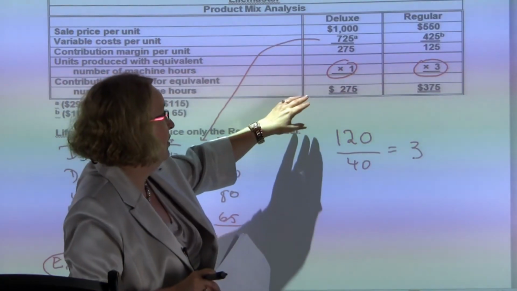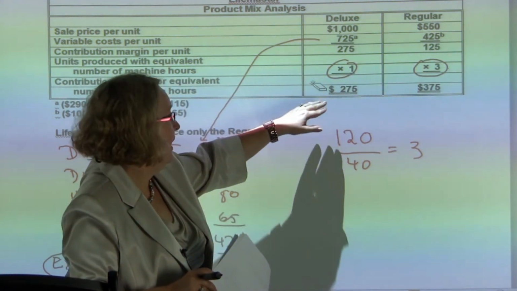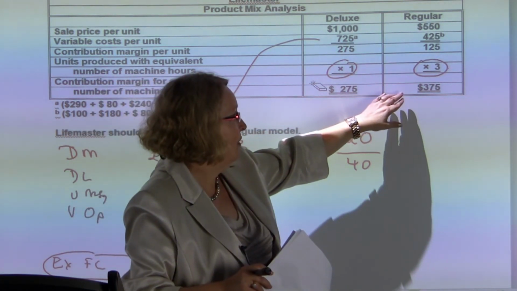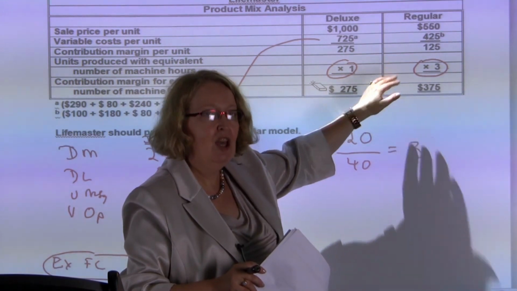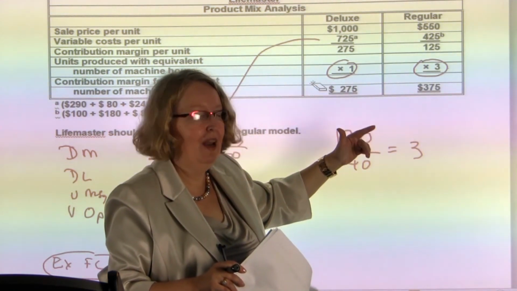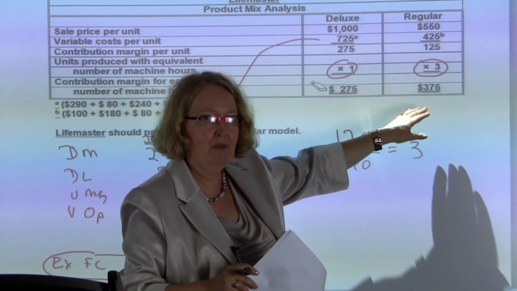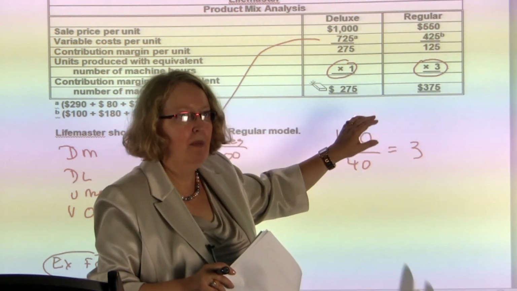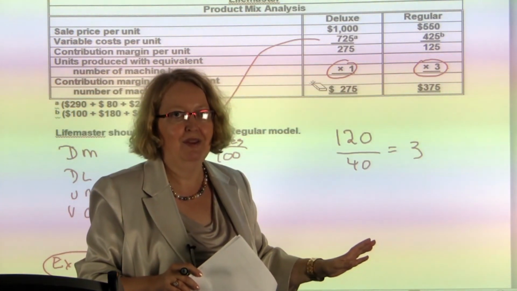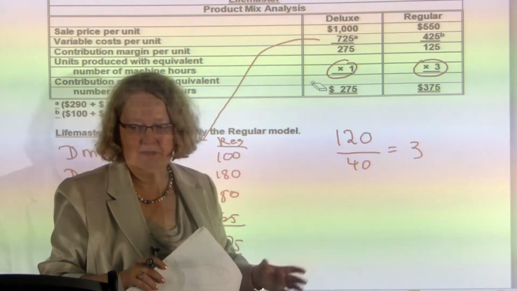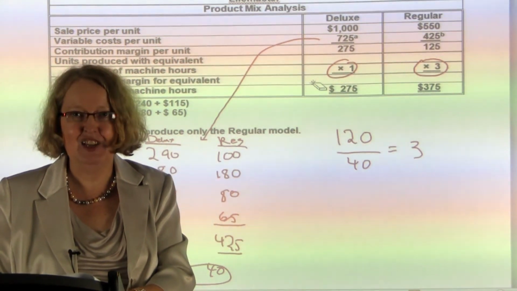So in 1 hour you can make 1 deluxe model, which will give you $275. However, for the regular model, even though the contribution margin is smaller per unit, you can make 3 units in 1 hour. So you're actually making $375 per machine hour. So you are better off making all regular treadmills and not the deluxe models. So that concludes problem 8-23.